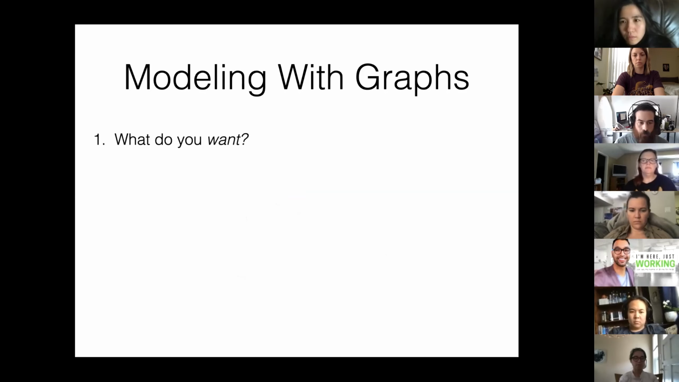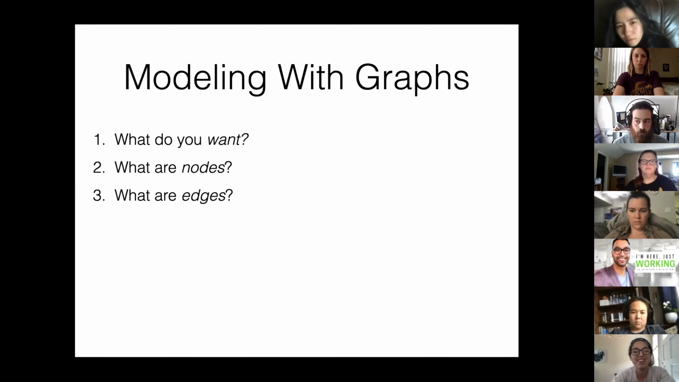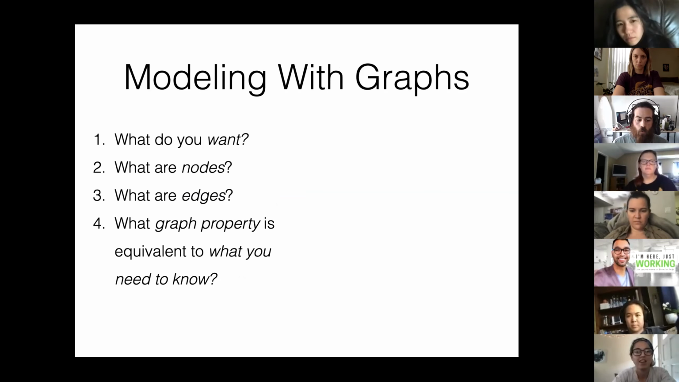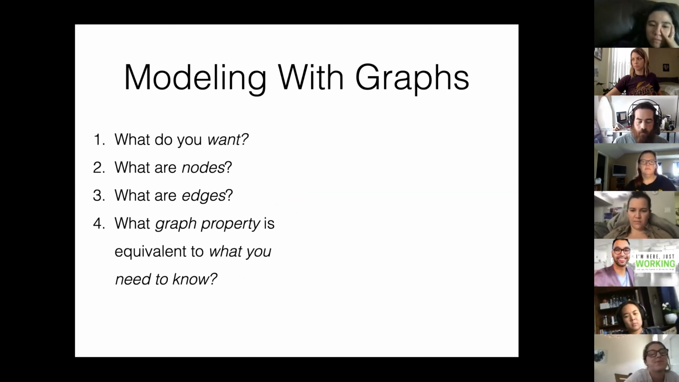Whenever we're modeling a problem, we start with asking ourselves, what do we want? What are the nodes in the graph going to represent? What are the edges going to represent? And what graph property, out of our little library of graph properties that we showed on the previous pages, do I need that maps to what I want?